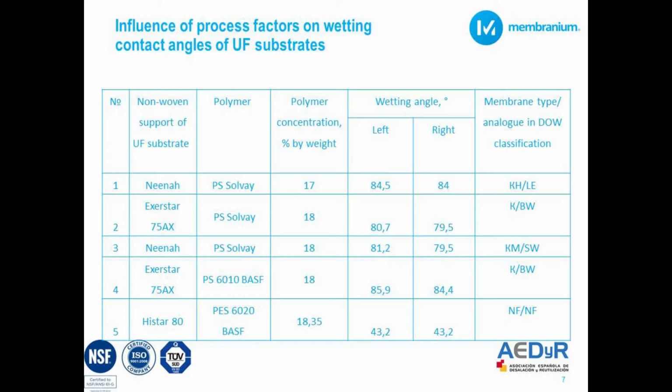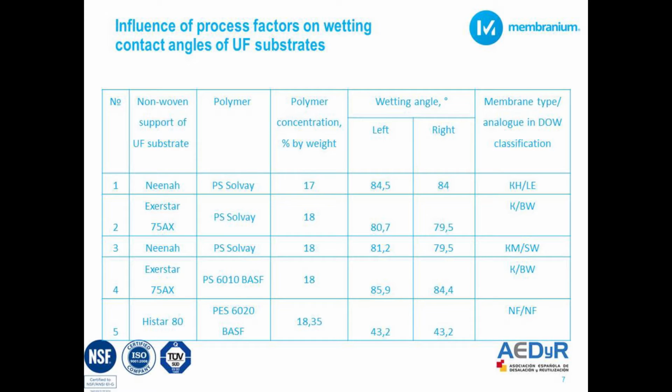And sure, the comparison of number 4 and number 5 gives you the most dramatic difference in contact angle, because this is already a different polymer. And this example clearly demonstrates that the characteristics of a composite nanofiltration or reverse osmosis membrane are in a very big part determined by the applied ultrafiltration support.